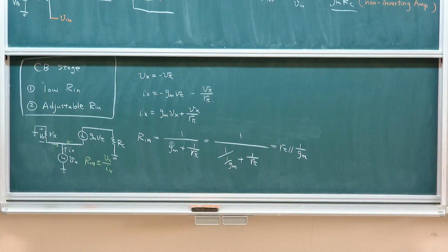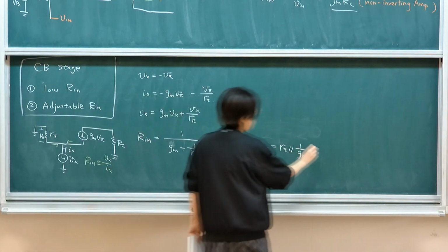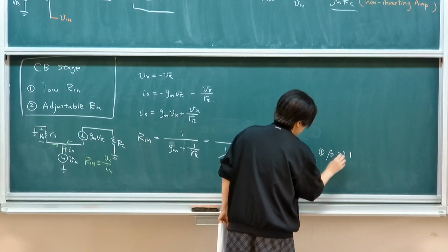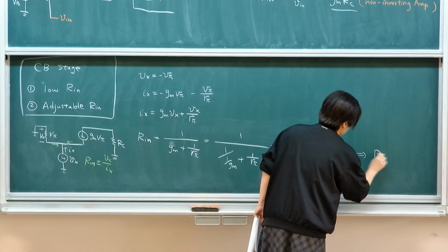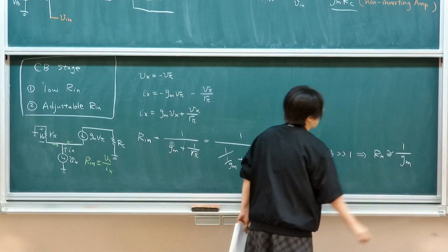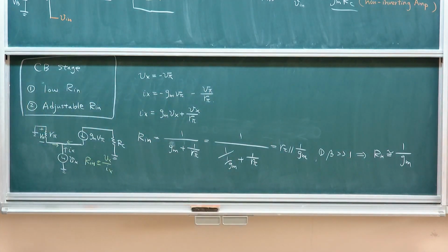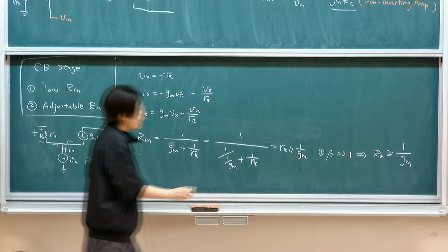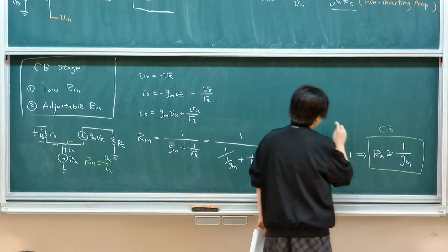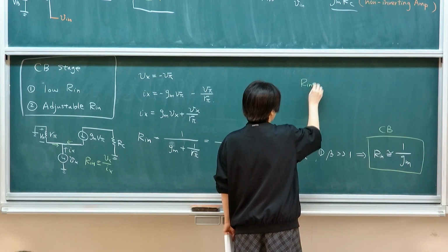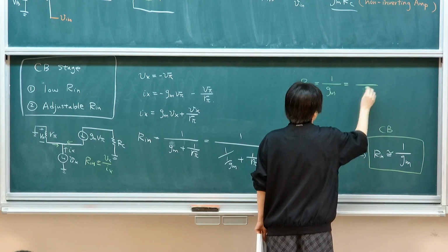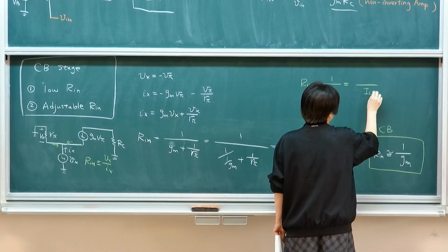But because in most cases I have beta larger than 1, that is to say, your input resistance is simply approximately 1 over gm. Okay? So this is one of the key equations you should remember for a common base stage. This simply implies that my input resistance, remember gm equals ICQ over VT.